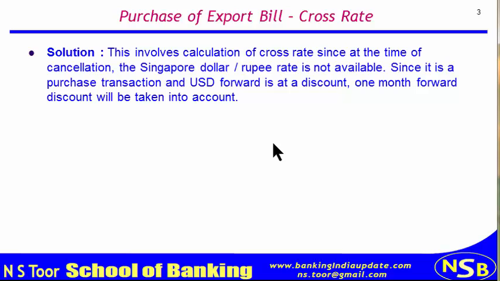So here is our solution. First, important aspects. This problem involves calculation of cross rate since at the time of cancellation, the Singapore dollar rupee rate is not available. Since it is a purchase transaction and US forward is at a discount, 1 month forward discount will be taken into consideration. Had it been a premium, then premium would not have been taken into consideration because it is at a discount, hence it will be taken into consideration.